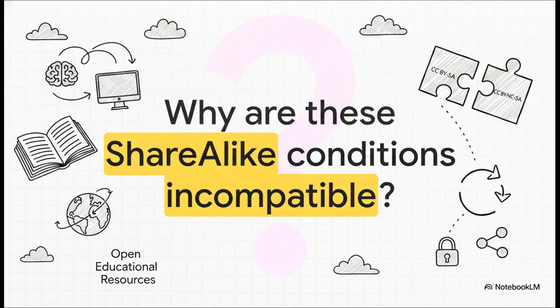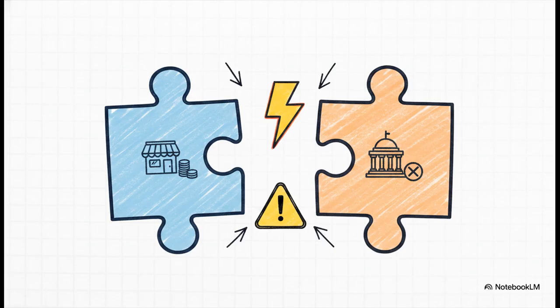Moving on to question 2. Let's say you're an educator remixing open educational resources to build a new textbook. Why can't a resource licensed CC BY-SA be legally combined with a resource licensed CC BY-NC-SA? Because their share-alike conditions completely conflict.